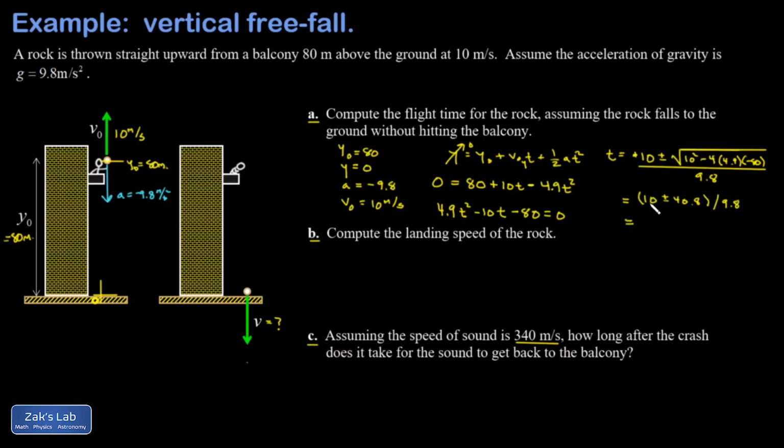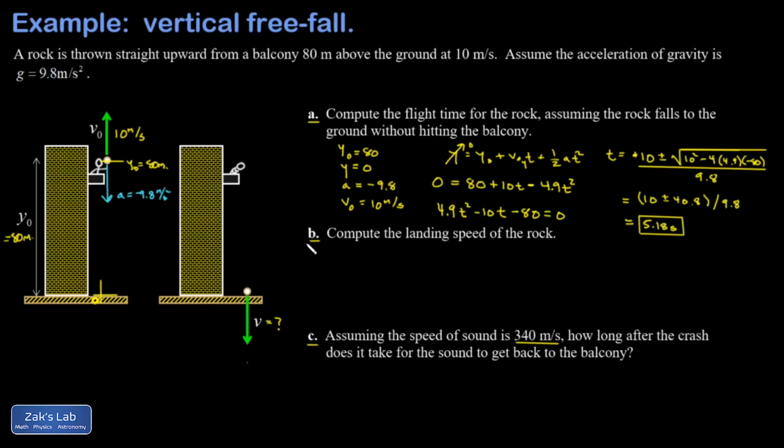And we're going to keep the positive solution. So that's when I go 10 plus 40.8. The other solution is negative, which would be a time before the actual physical process began. So we're throwing that one away. And I get an answer to 3 sig figs of 5.18 seconds for the flight time.